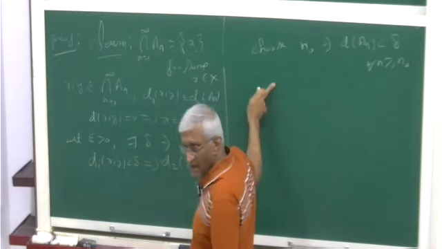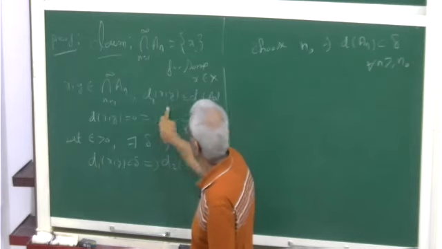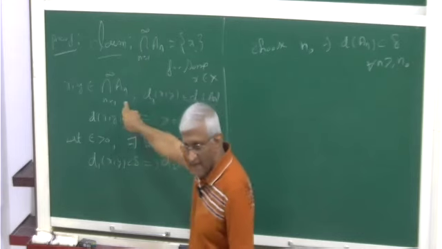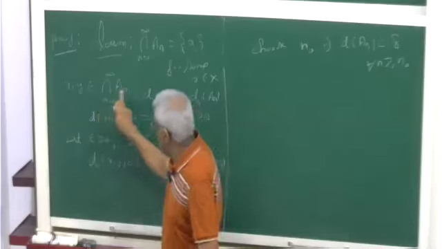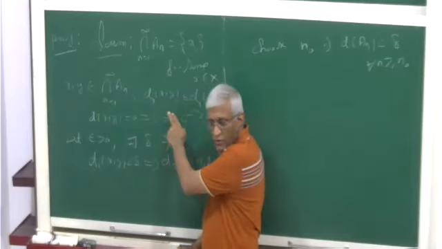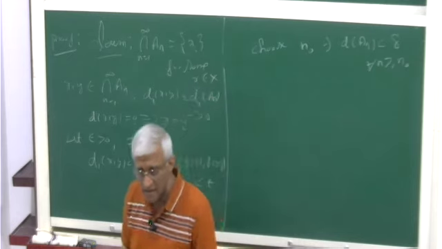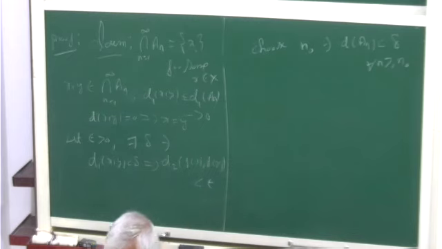Here or there? d of xy is less than or equal to d of A_n, because x and y are in all A_n, so xy is in all A_n. So this is the supremum of all those things. If A_n converges to 0, then you can say that d of x, y will be greater than... It's not greater. No, there is nothing to do with greater. Greater does not come at all.